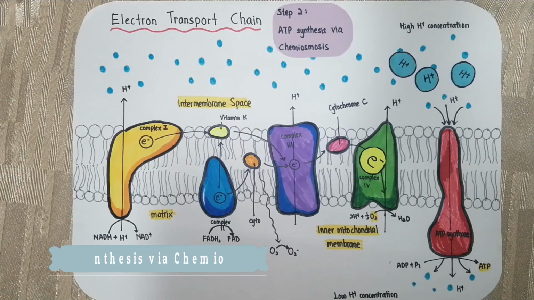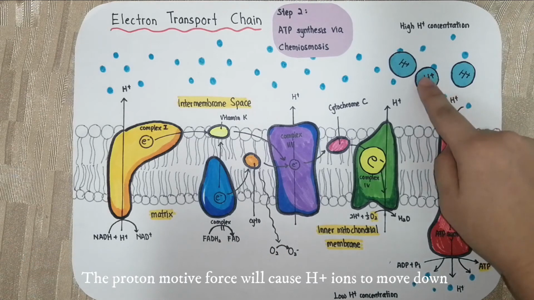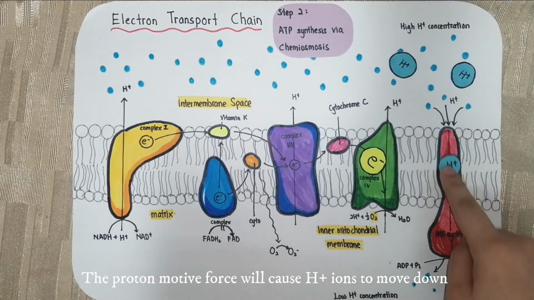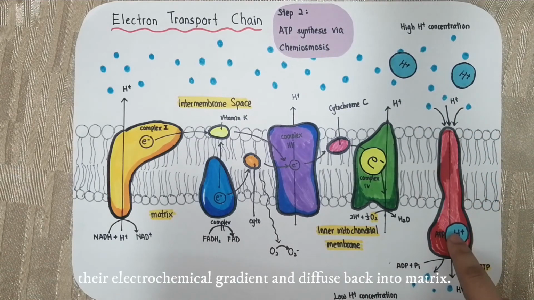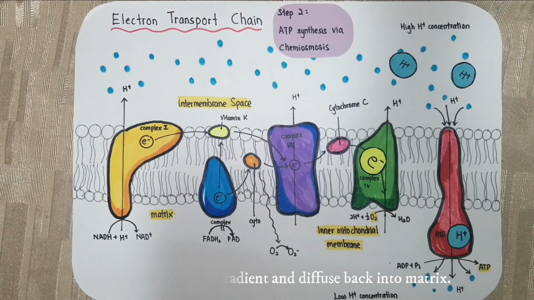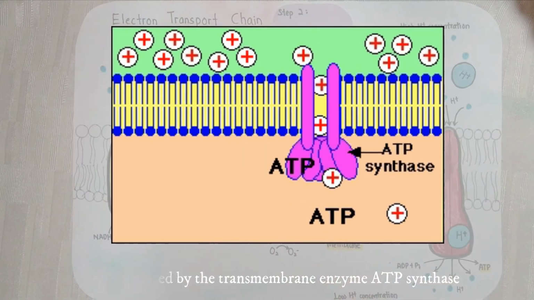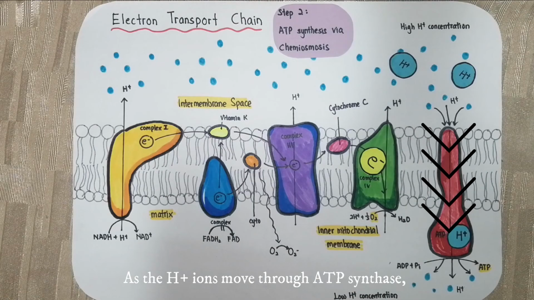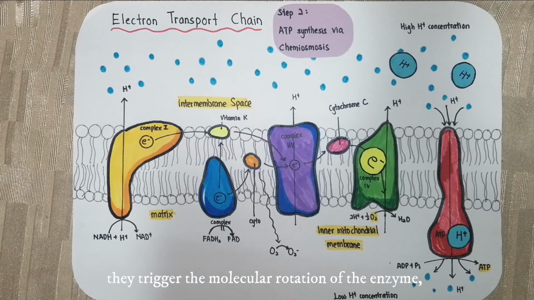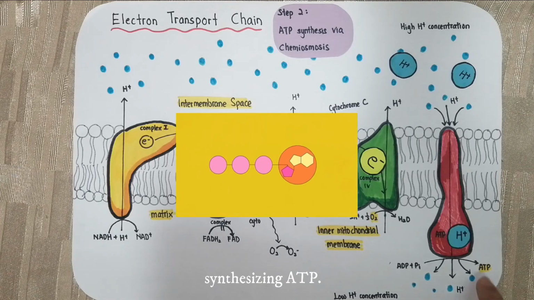Then we come to step 2, ATP synthesis via chemiosmosis. The proton motive force will cause the hydrogen ions to move down their electrochemical gradient and diffuse back into the matrix. This diffusion of protons is called chemiosmosis and is facilitated by the transmembrane enzyme ATP synthase. As the hydrogen ions move through the ATP synthase, they trigger the molecular rotation of the enzyme, synthesizing ATP.